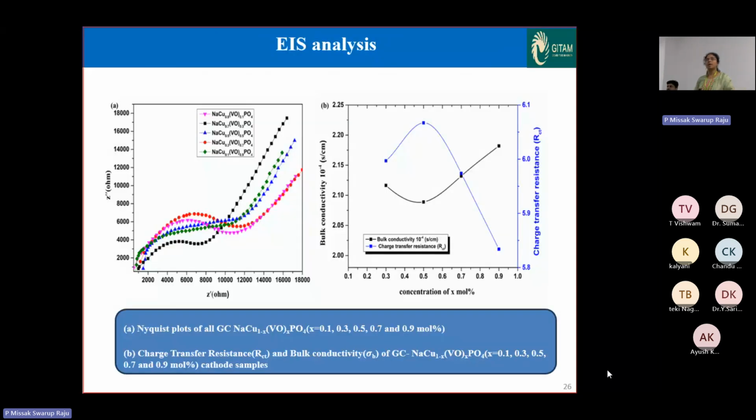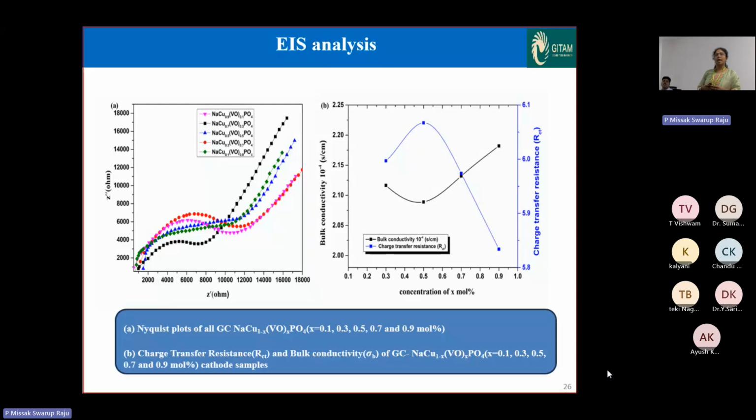So yes, the Nyquist plots are also obtained from this EIS analysis. The imaginary impedance values are on the y-axis and the real impedance values are on the x-axis. Here, the bulk conductivity or charge transfer resistance values are also calculated, from high frequency to lower frequency, and at high frequency as well.